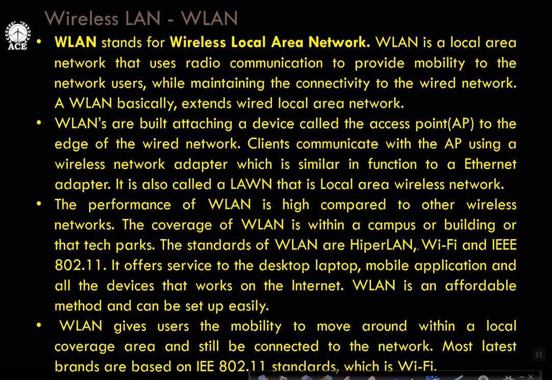There are several standards, which are different types of wireless LAN: HiperLAN, Wi-Fi, and 802.11. 802.11 is the standard that offers services to desktops, laptops, mobile applications, and all the devices that work on the internet. Therefore, it is a very easy and effective way of implementation and can be set up easily. The main advantage of wireless LAN is that it gives users the ability to move around within a local coverage area and still be connected to the network. Most of the latest networks are based on this particular standard, which is popularly used across.